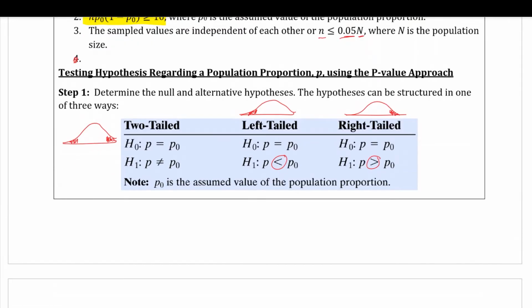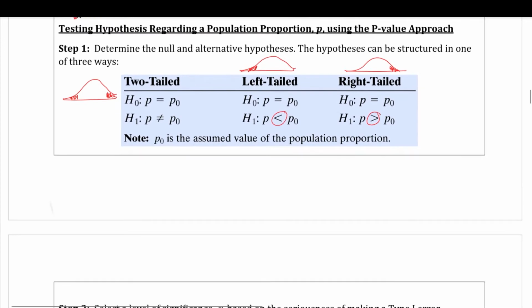Now, how do you know which one we're dealing with? We get that from the claim statement. So it's always important to highlight the claim statement. We either underline it, or if you have a highlighter, highlight it.